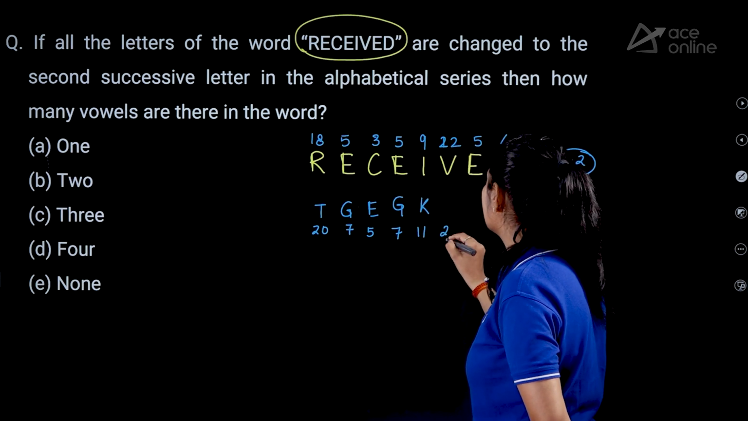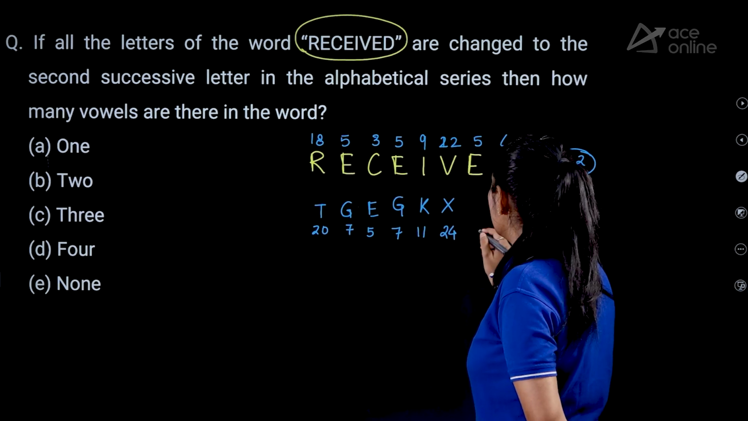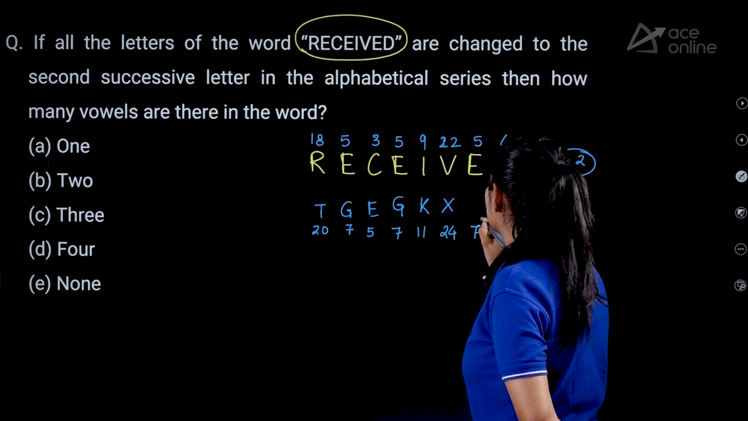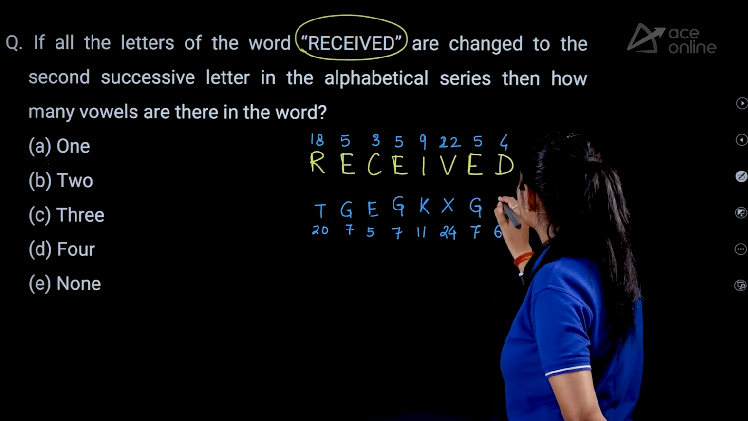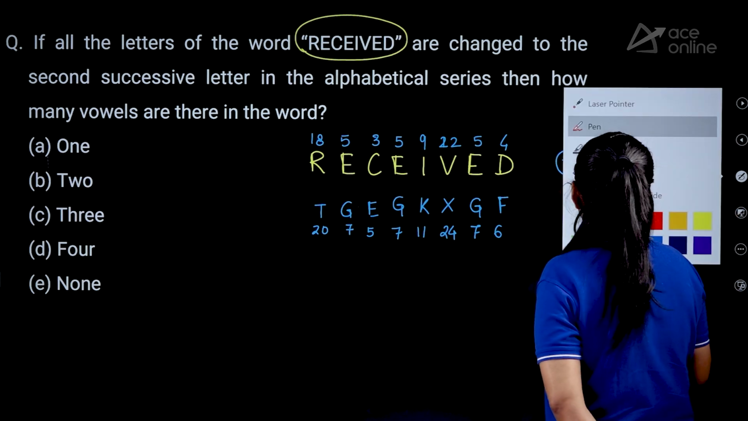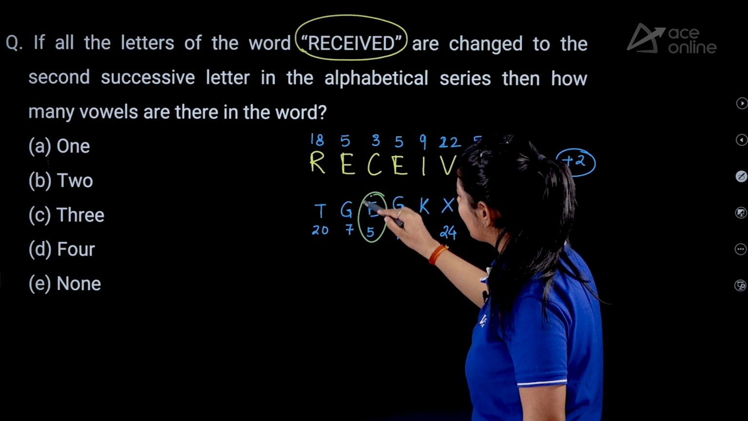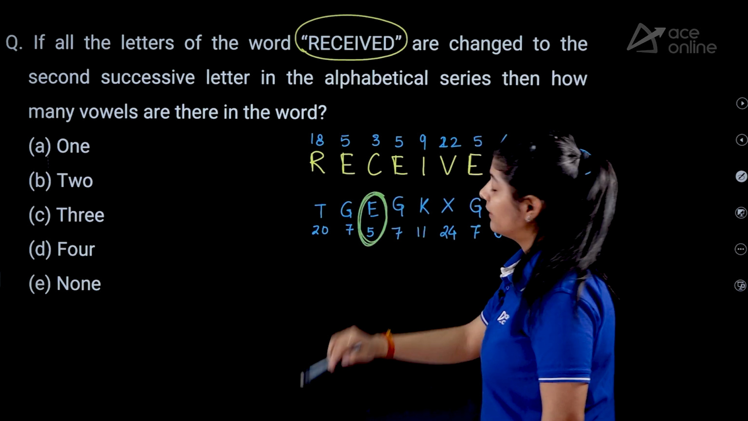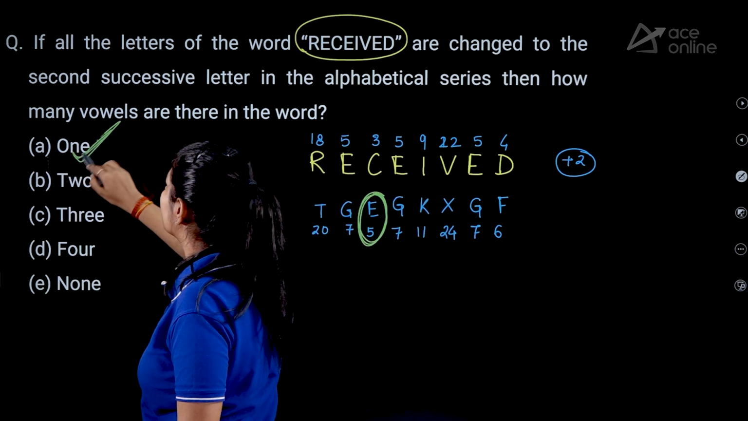Here I am having 24. 24 is associated with X. Here I am having again 7. 7 is associated with G. And here I am getting 6. 6 is associated with F, right? So what I need to calculate is the number of vowels, and I am getting only a single vowel over here. So the correct answer over here is option number A.